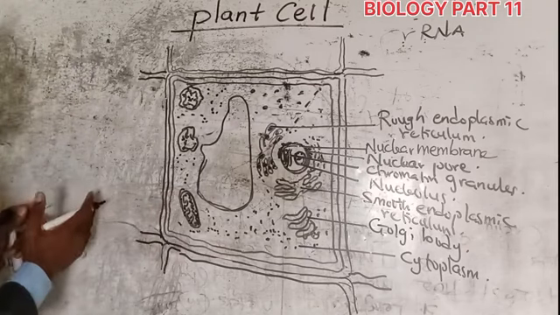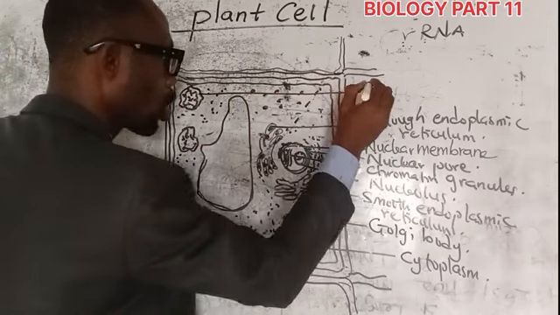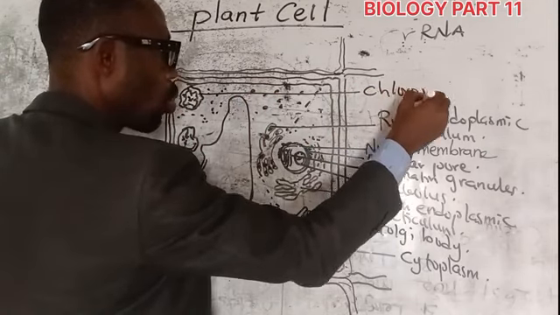Is that taken? Okay, look at this side now. I'm going to do some labeling to this side. Now, look at this structure now. I can still draw to this point. This structure is called chloroplast.